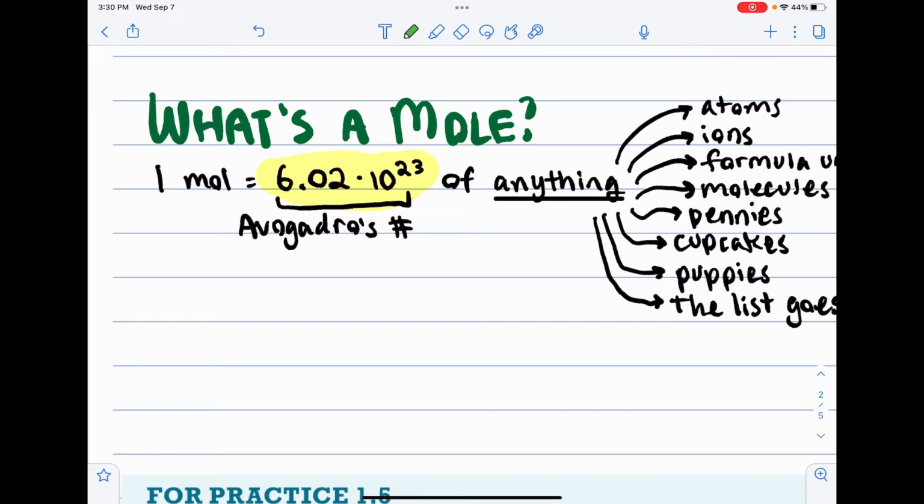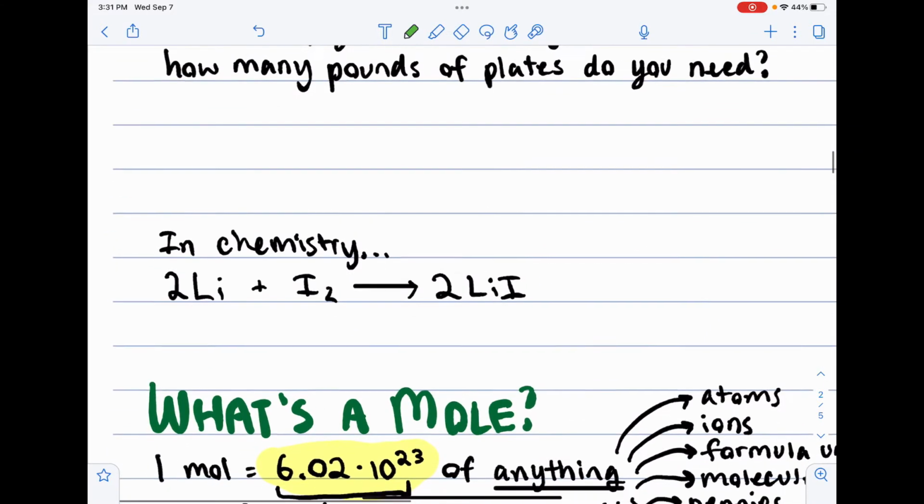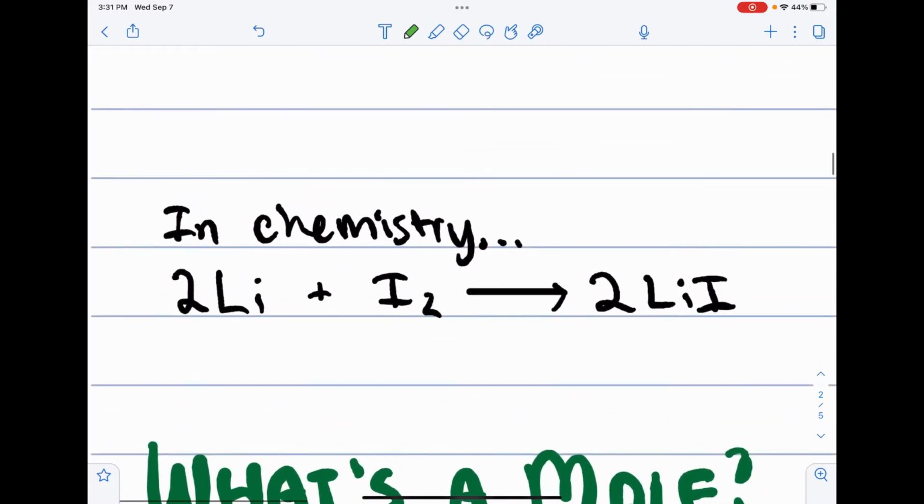And when we talk in moles instead of in atoms or molecules or ions or formula units or what have you, then it's a lot easier because we do not have to deal with these crazy exponents. Instead, our quantities are a lot more manageable. But it's better than mass because it's a system where 1 mole of lithiums would be the same as 1 mole of iodines.